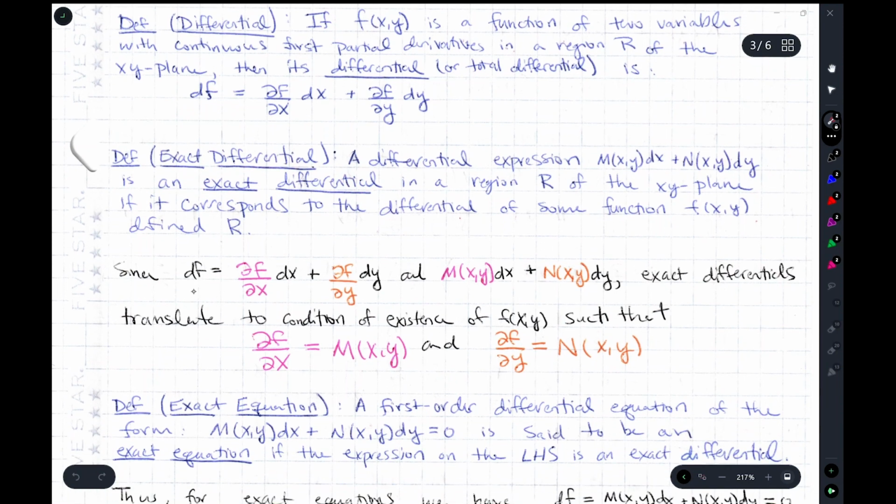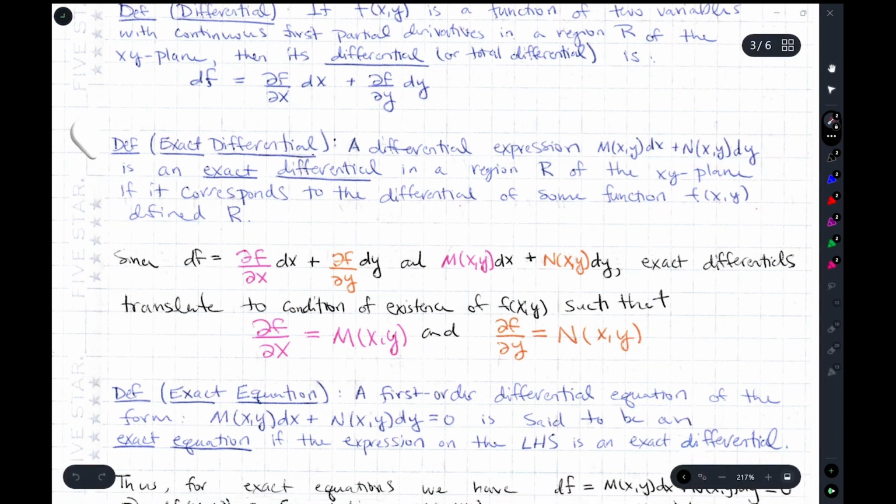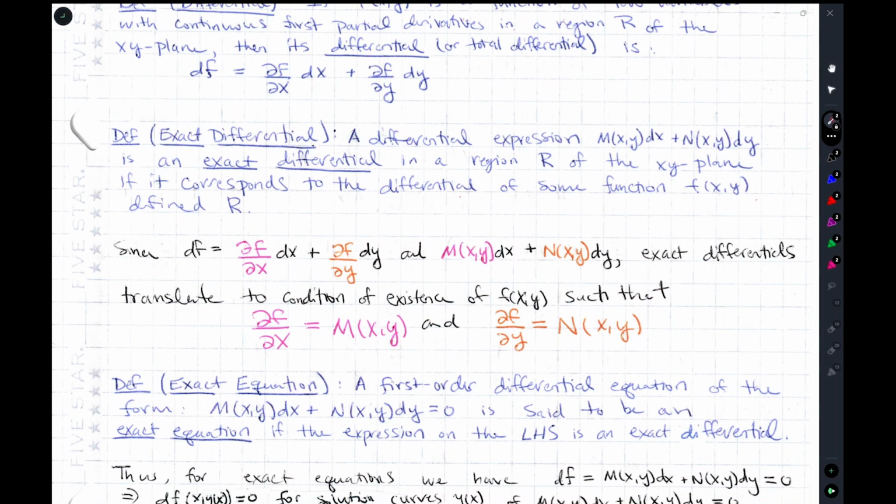So because we have this differential for df, and because we have this form here, this would be an exact differential if the pink equals the pink, what's multiplying dx, and the orange equals the orange, the terms multiplying the dy. So if those are equal, okay, then we say that this expression here is an exact differential, okay? It could be written as a differential of some function of two variables.